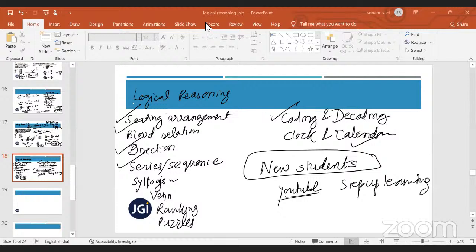Zishan, you there? Pranita. Yes, Pranita, Zishan, and Arva.